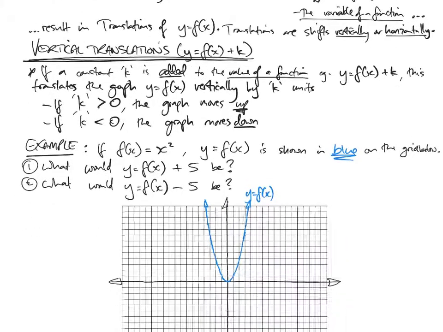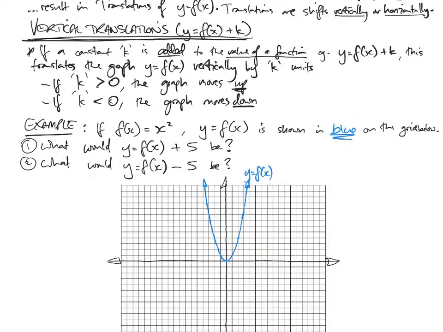So let's look at vertical translations to start off with, because they're easier to think of. If you add the constant to the result of the function, you're not adding the constant to the variable, you're adding the constant after the result, y is equal to f of x, and then add k to it. This translates the graph of y is equal to f of x vertically by k units. And if k is greater than 0, so if it's a positive number, the graph moves up. If k is a negative number, or if it's less than 0, the graph is moved down.